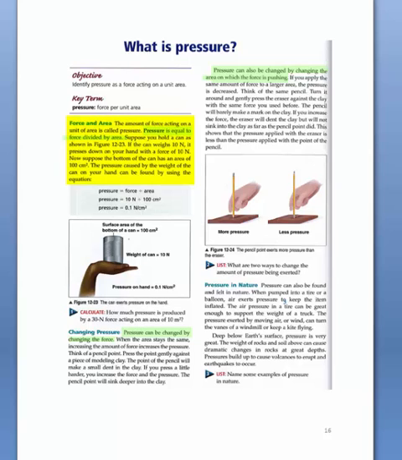Suppose you hold a can as shown in figure 12.23. If the can weighs 10 newtons, it presses down on your hand with a force of 10 newtons. Now suppose the bottom of the can has an area of 100 centimeters squared. The pressure caused by the weight of the can on your hand can be found by using the equation pressure equals force divided by area. 1. Calculate. How much pressure is produced by a 30 newton force acting on an area of 10 meters squared?